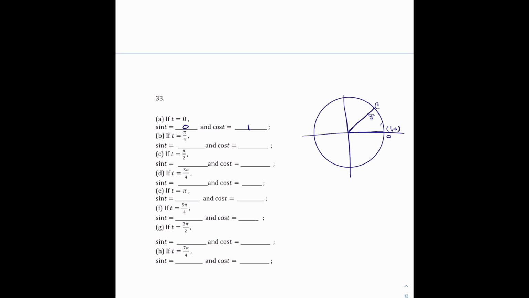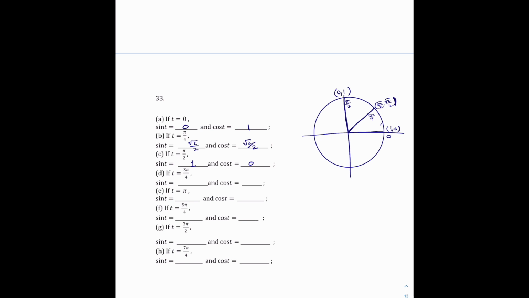And this one is square root of 2 over 2 and square root of 2 over 2, and we know that from the pattern. So sine is square root of 2 over 2 and cosine is square root of 2 over 2. If t is equal to pi over 2, here is pi over 2. And we know this point is 0 and 1. So sine is equal to 1 and cosine is equal to 0.